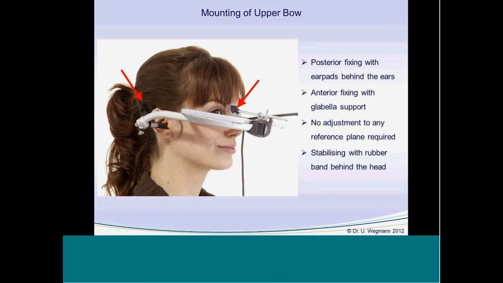The bow is only fixed by these pads and the glabellar support, and therefore you can mount it very easy and very fast. This bow can be stabilized with a rubber band behind the head of the patient, and then it's very stable, fixed to the head.